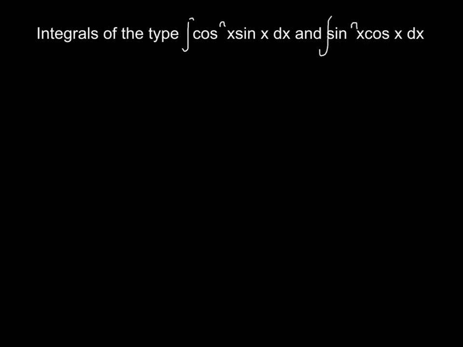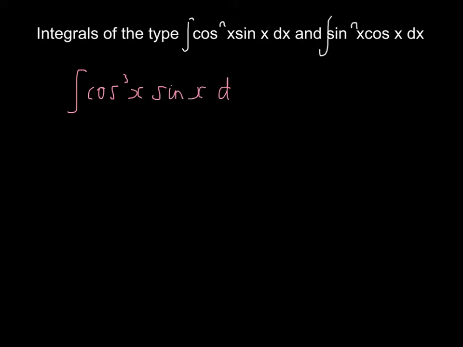Now the next type we're going to look at are the types where you've got cos to the power n of x multiplied by sin x, or the other way around, sine to the power n of x times cos x, and you're integrating those. Now they look horrible, but they're actually quite easy. So let's just do one example of that: the integral of cos cubed x sin x.